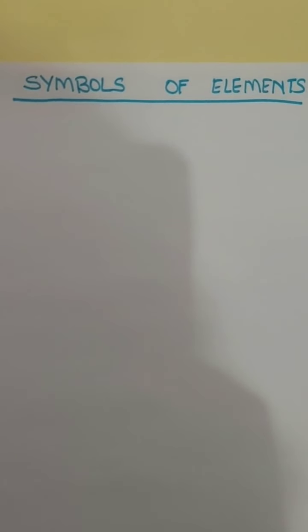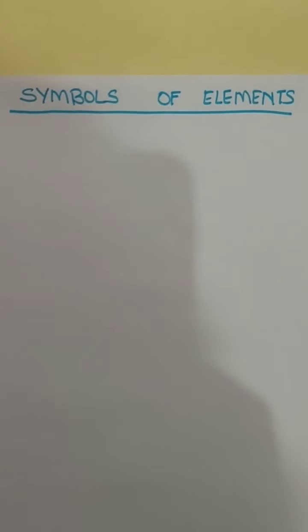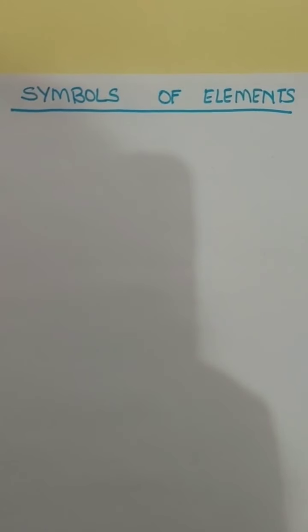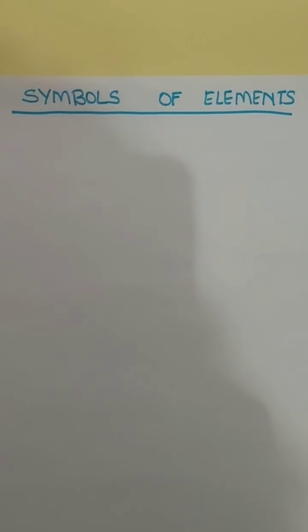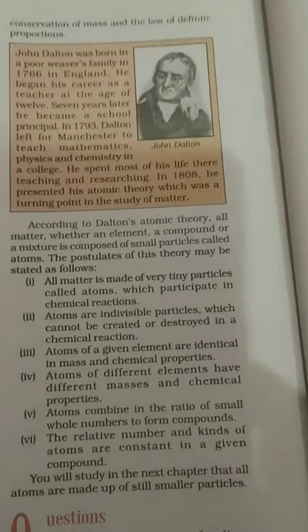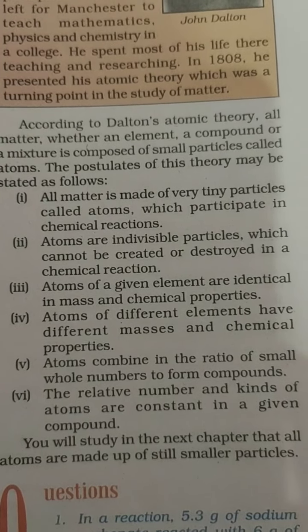So let's continue with the topic which we were doing already. We were doing chapter number 3, that is atoms and molecules, and in this chapter we have completed Dalton's atomic theory, postulates of Dalton's atomic theory, and drawbacks of the theory. So I would like to have your revision, a quick revision.